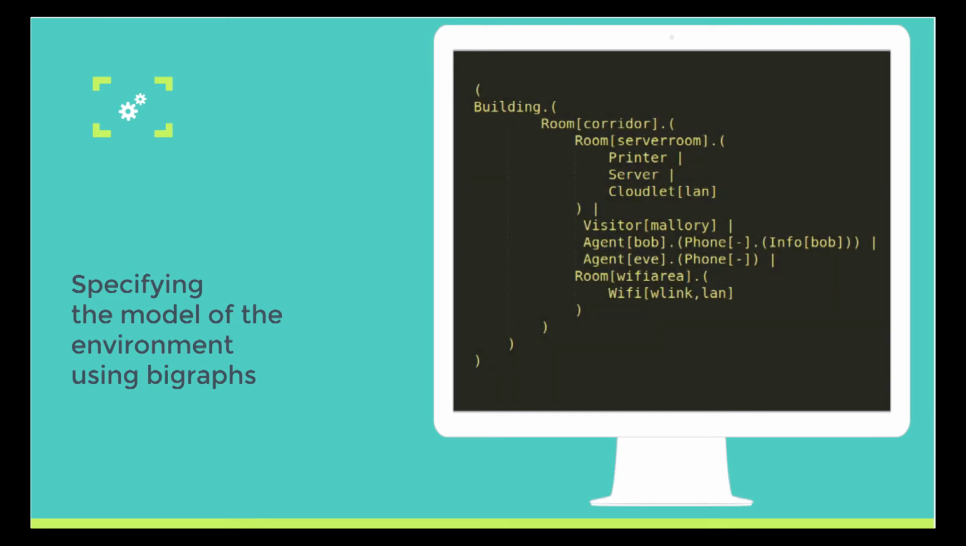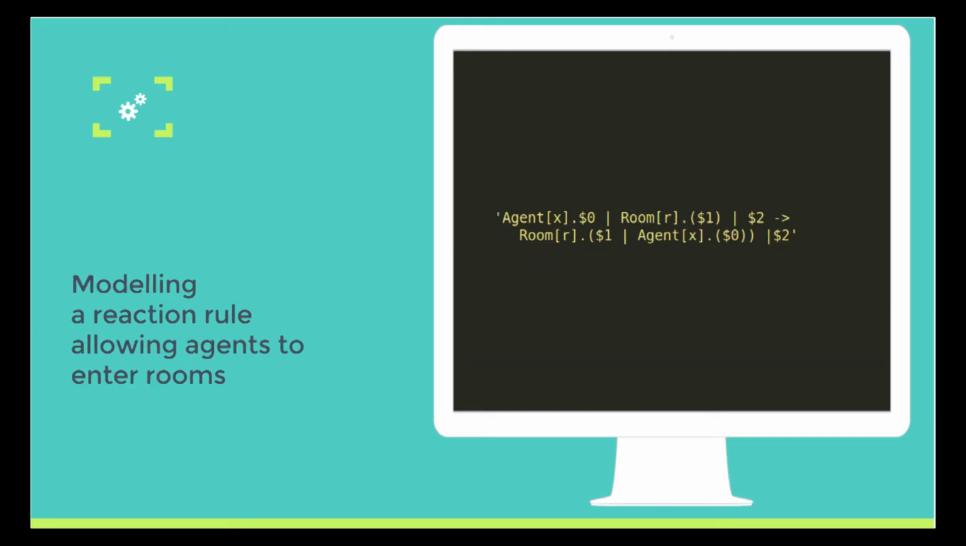Here is the bi-graph model of the building, showing agents and assets contained in rooms. Bi-graphs enjoy well-defined semantics of dynamic behavior expressed as a set of reaction rules, which rewrite portions of the model and thus allow reasoning about possible future configurations that are reachable from the current one.